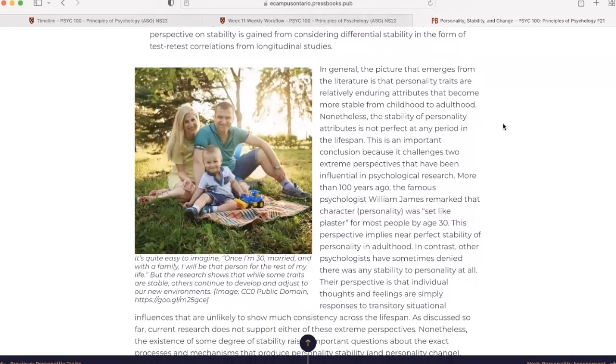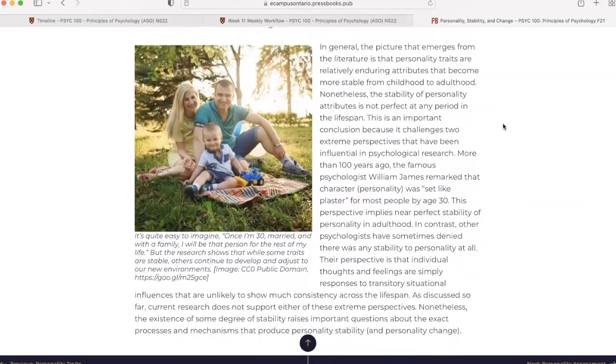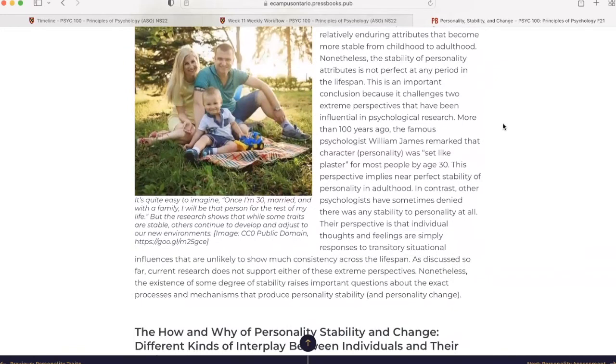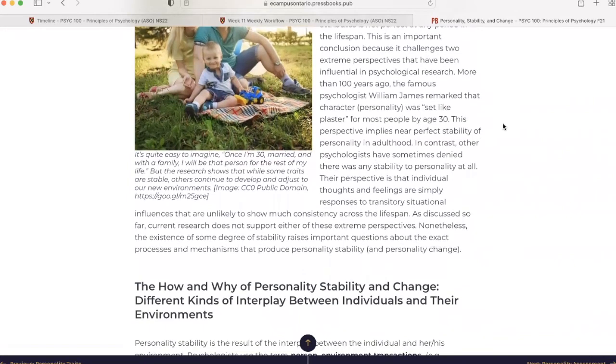Nonetheless, the stability of personality attributes is not perfect at any period in the lifespan. This is an important conclusion because it challenges two extreme perspectives that have been influential in psychological research. More than 100 years ago, the famous psychologist William James remarked that character, personality, was set like plaster for most people by age 30. This perspective implies near perfect stability of personality in adulthood.